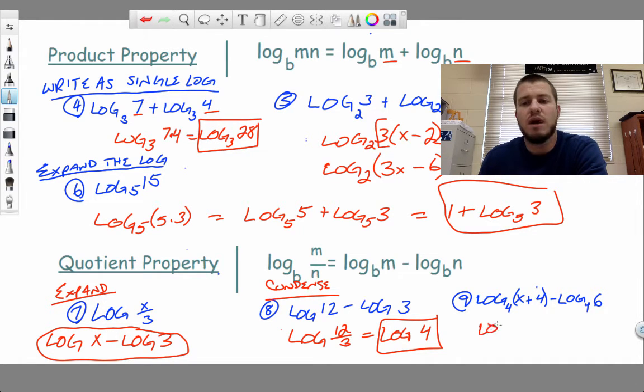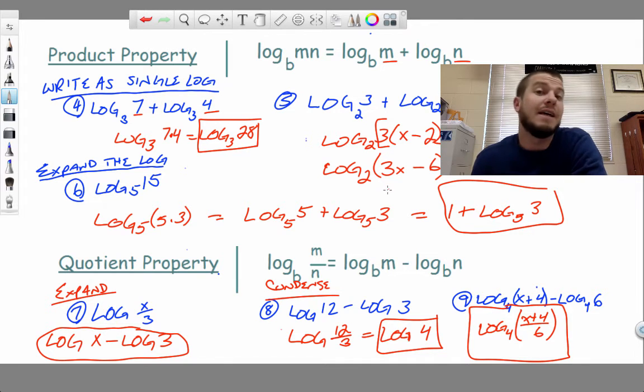And for this one, I have log base 4 of (x plus 4) divided by 6. Because they're being subtracted, I'm going to divide each of them, and all of that is inside a log, so I'm going to put it all in parentheses, and that's it. I can't simplify that or do anything else to that, so that's all there is.